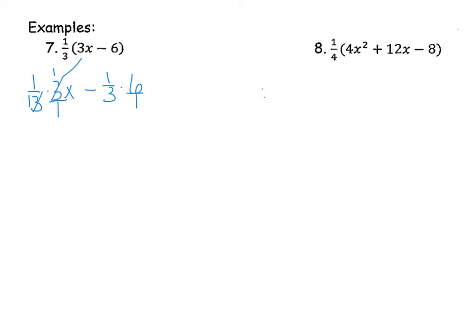3 goes into 6. Or if you want, you can just multiply straight across and get 6 over 3, and then reduce it down to 2. 3 goes into 3 once. 3 goes into 6 twice. So be careful when you write it so you don't get yourself confused. 1x minus 2.